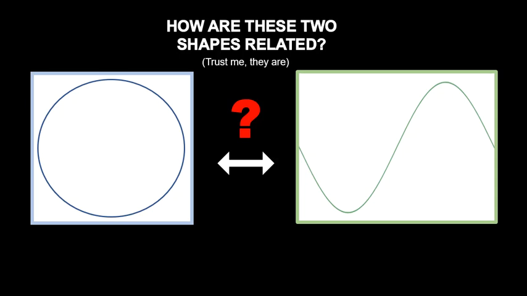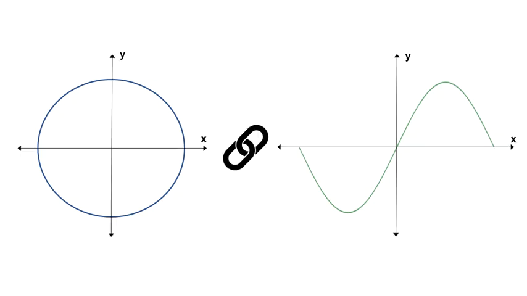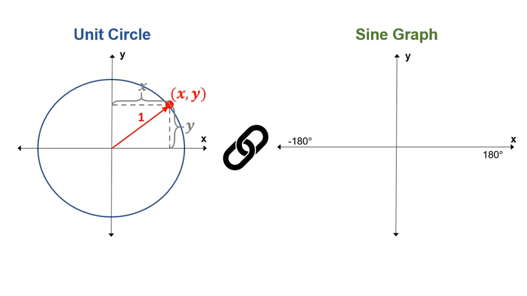Hi everyone. What I want to give a brief explanation of today is the relation between these two shapes. On the left, we have a unit circle. In other words, it's a circle with a radius of 1. On the right, we have a sine graph.